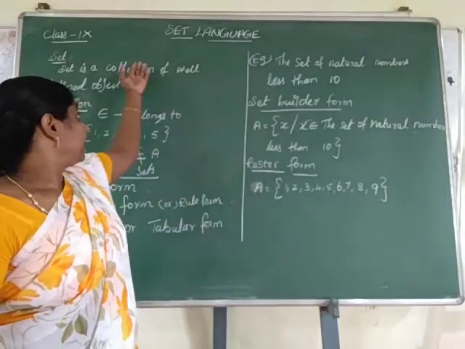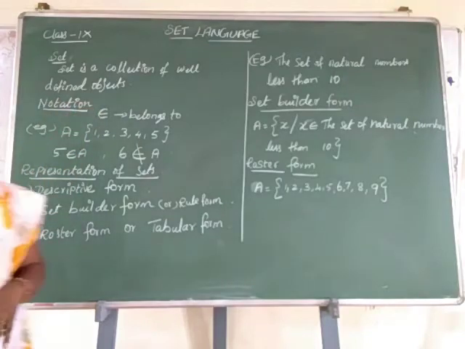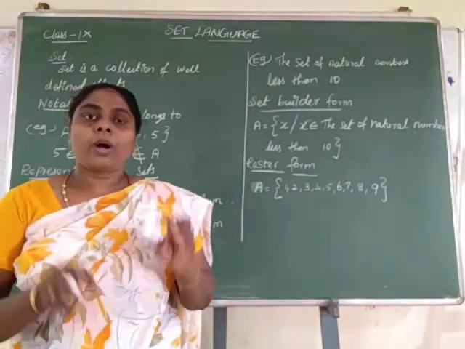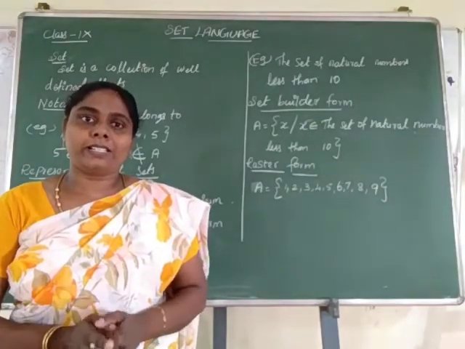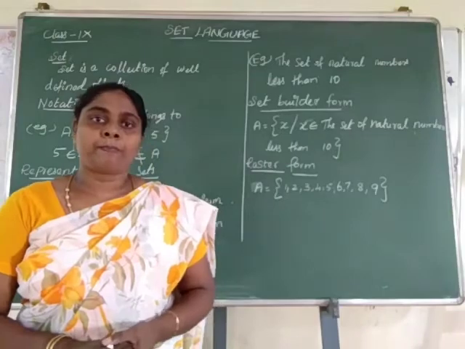See, the first chapter, set language, is a collection of well-defined objects. So a collection of well-defined things you have to consider as a set. Okay. What is meant by well-defined things? That well-known thing. If it is fixed, you have to say that is a set.